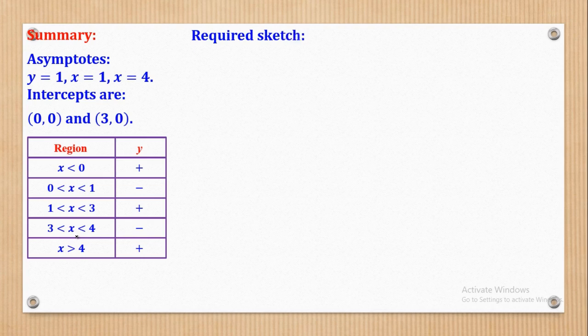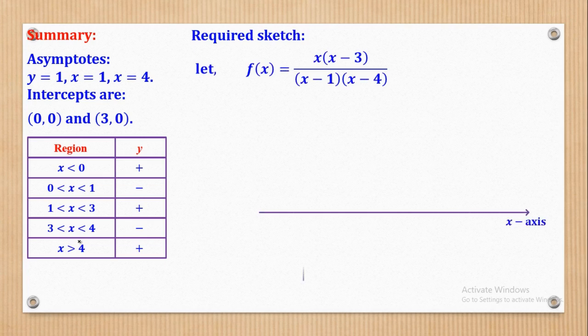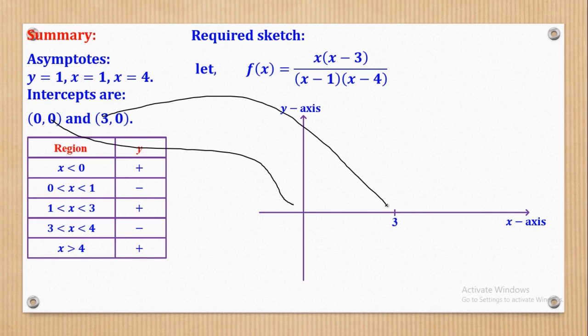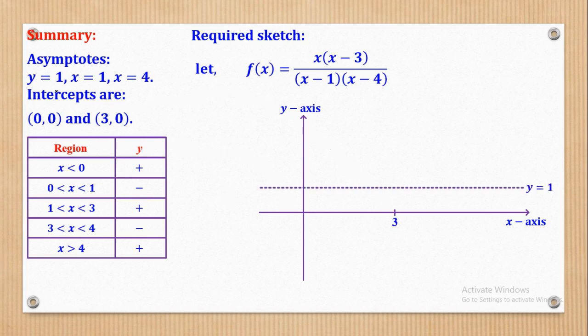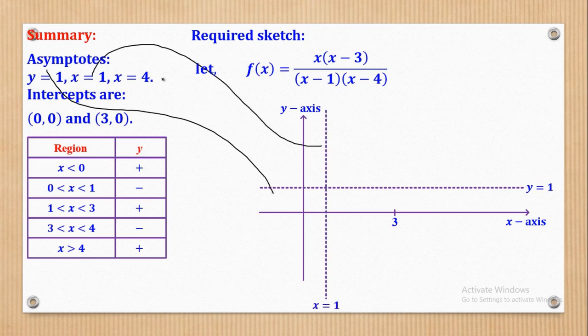Now, next is to sketch. We shall let f(x) be equal to the given expression. After that, we shall draw the horizontal and vertical axes and label them. The next is to show the intercepts. This one is already known, it's the origin, and this one is here. Then the asymptote, y equal to 1, is there. Then x equal to 1 is there. And x equal to 4 is here.